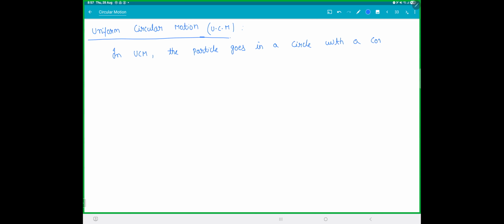The particle goes in a circle with a constant speed. So this is the only statement. From this statement, we can infer, so therefore, we can say acceleration is always perpendicular to velocity. Now, how did we come to that conclusion with this one statement? Acceleration is perpendicular to the velocity and towards the center.